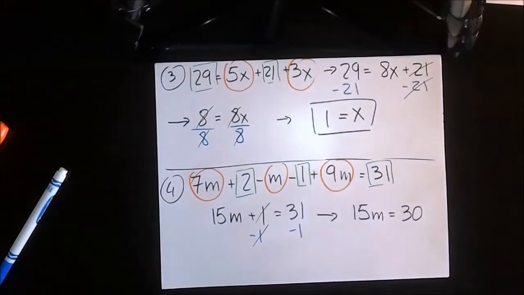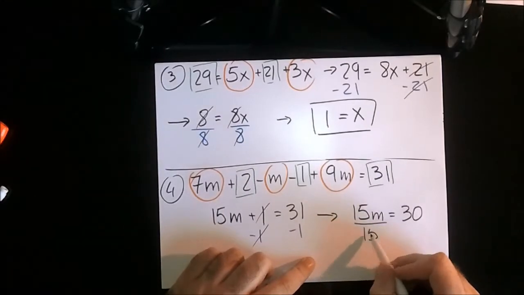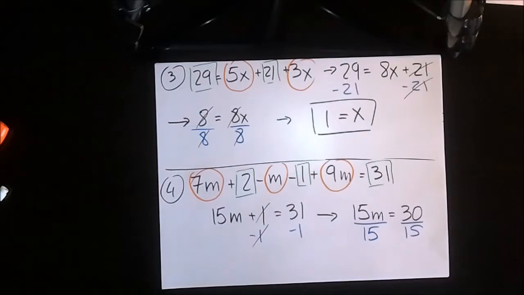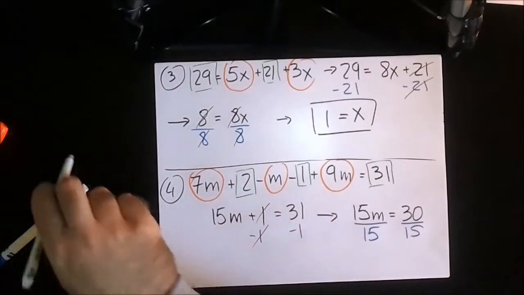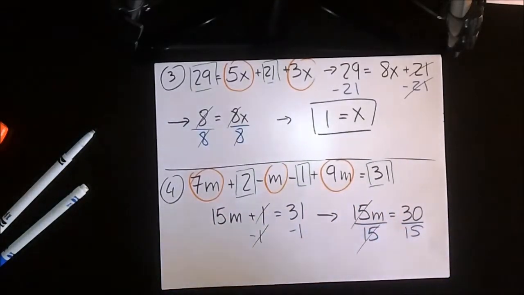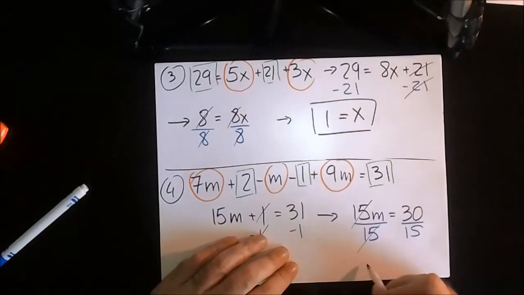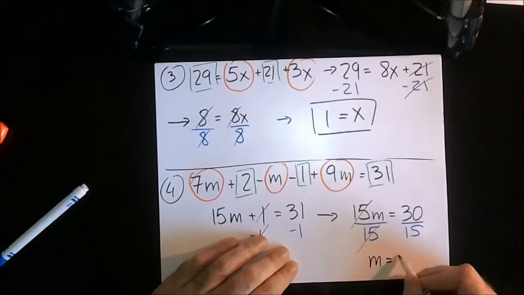Last step, I'm going to get rid of the multiplied by 15. What is the opposite of multiplied by 15? Divide by 15. And over here, 15 divided by 15 simplifies to 1. I still have that 1, but I'm not going to write it because 1 times m is m itself. And 30 divided by 15 is 2.